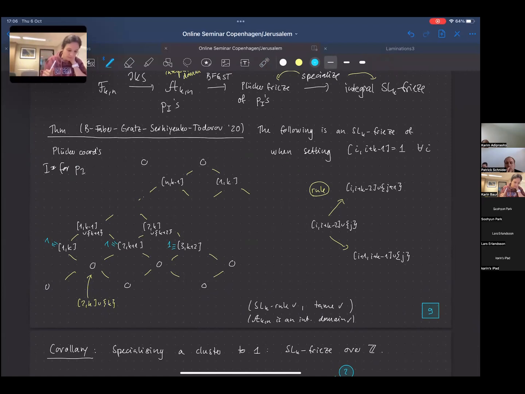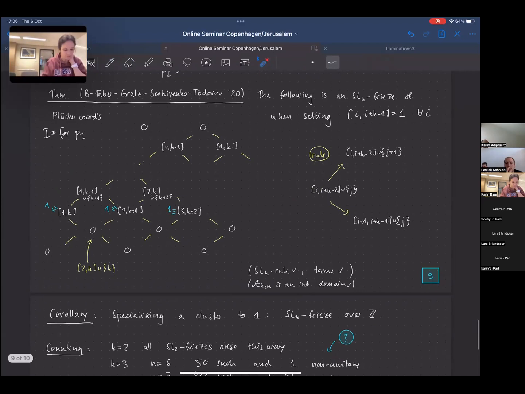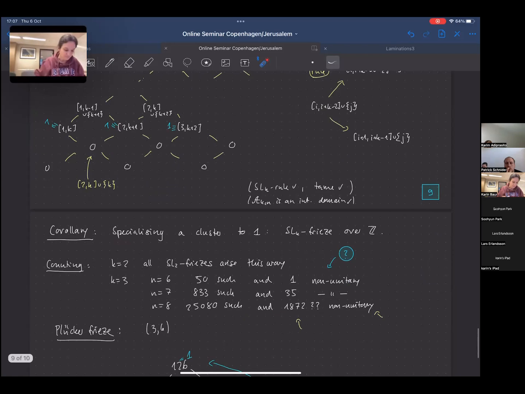But we can use the theory of the cluster category behind. If we pick a cluster of the cluster algebra and specialize all the Plücker coordinates of that cluster to 1, we get an SL_k frieze over the integers. So this is a combinatorial way to find SL_k friezes. Well, this doesn't give all SL_k friezes unless we have k equals 2.